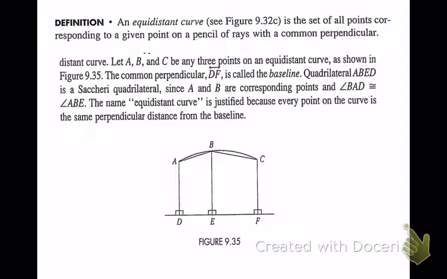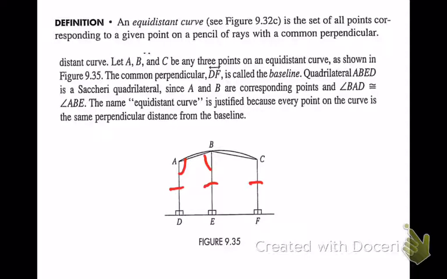The quadrilateral ABE is a Saccheri quadrilateral, since A and B are corresponding points, and BAD is congruent to ABE. These two angles are congruent. The name equidistant curve is justified because every point on the curve is the same perpendicular distance to the baseline. So all these distances on an equidistant curve, those are all the same. Alright?